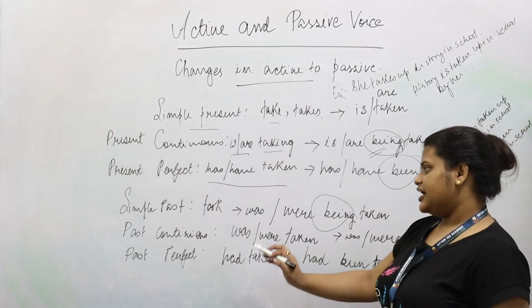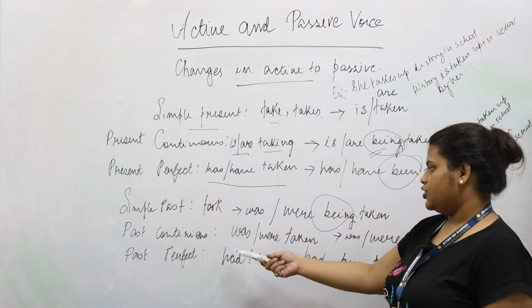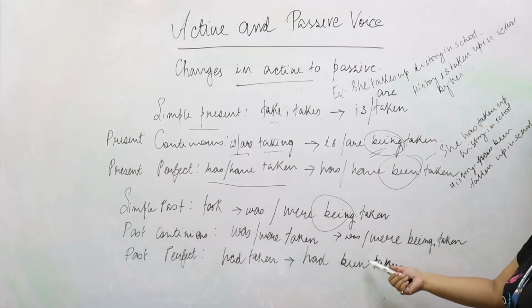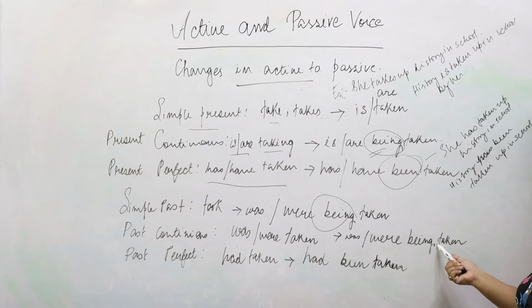For the past continuous tense, if we are doing was or were taking, it will be transformed as was or were being taken.